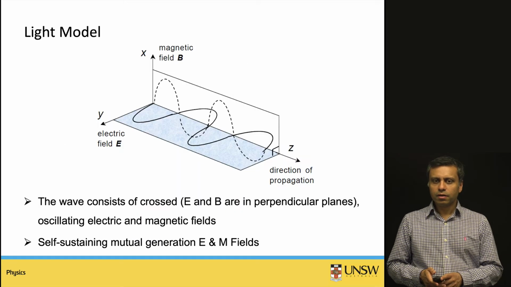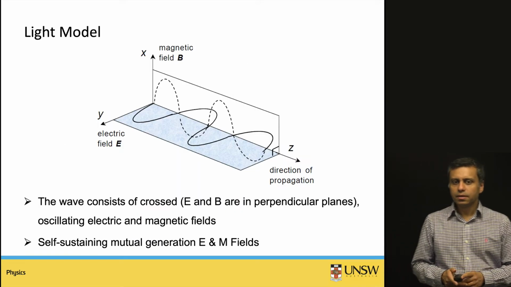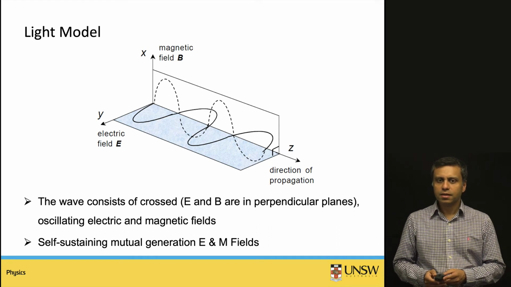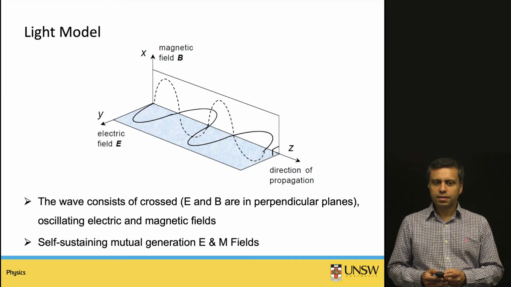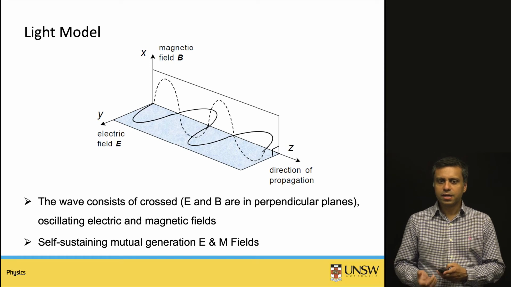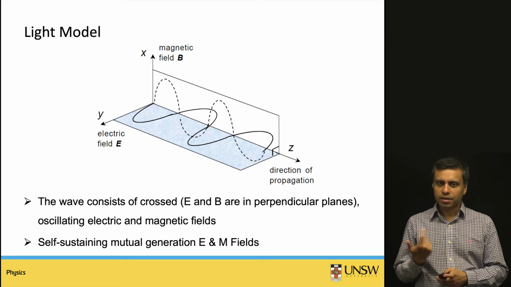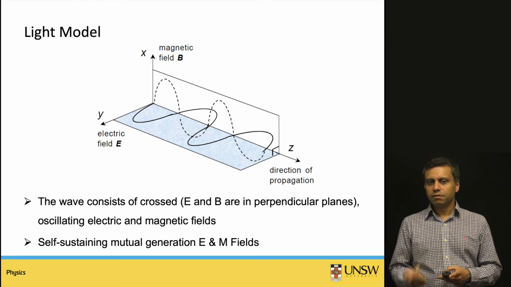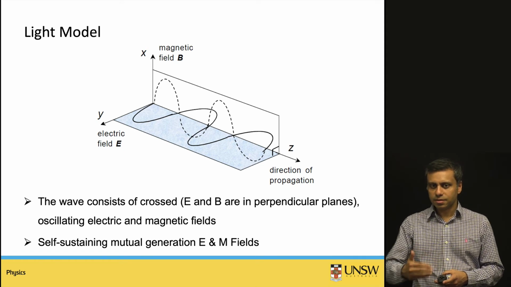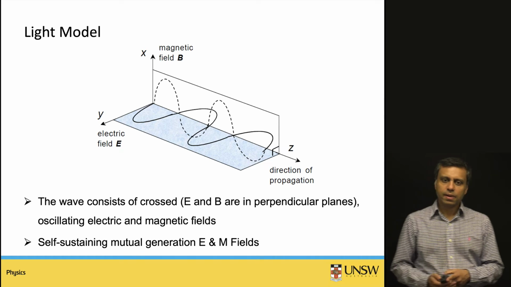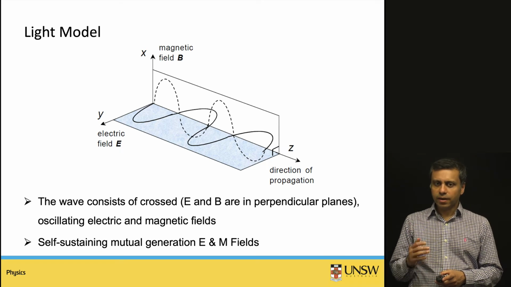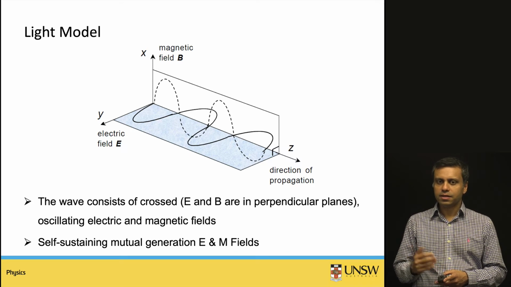And so what is the model of light? We have already talked about that. Light is composed of oscillating electric and magnetic fields. So these are perpendicular to each other, and these are self-sustaining fields. So an oscillating electric field is generating an oscillating magnetic field, and the oscillating magnetic field is in turn generating the oscillating electric field again as the wave is propagating forward. The direction of propagation is perpendicular to the planes where these E and B fields are oscillating.